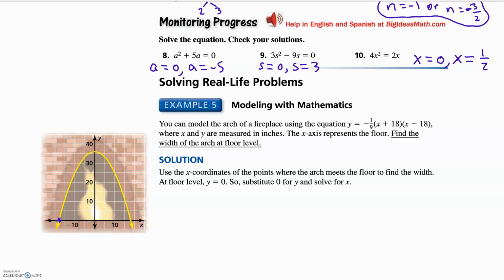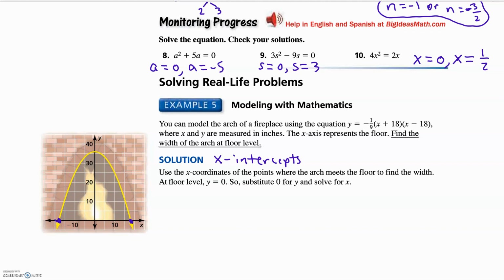So we're supposed to find the distance from that point to that one, because that's going to be the width of the arch at floor level. We're trying to find this width right here. So what we're going to do is use the x-intercepts. Remember, the x-intercepts are the places where the graph crosses the x-axis. And these 2 points right there are the x-intercepts. Notice they happen when y equals 0. So use the x-coordinates of the points where the arch meets the floor to find the width.